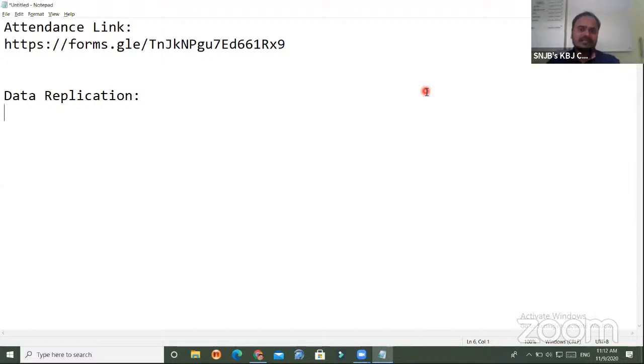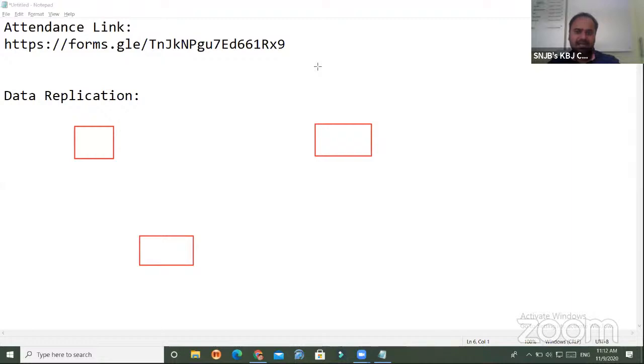Data replication means what? Suppose I have one database available somewhere. Suppose we have site 1, site 2, then site 3. These sites are connected to each other by using some network. Let me draw that network so that you will understand its use. Suppose this is the network we have, and all these sites are connected via this network.